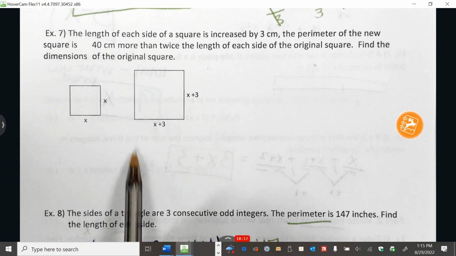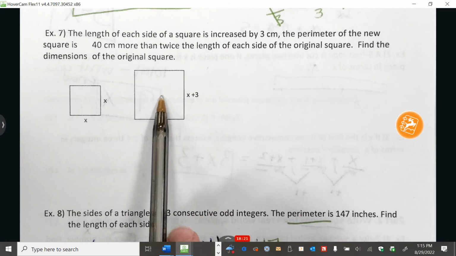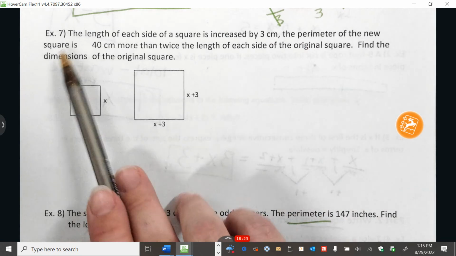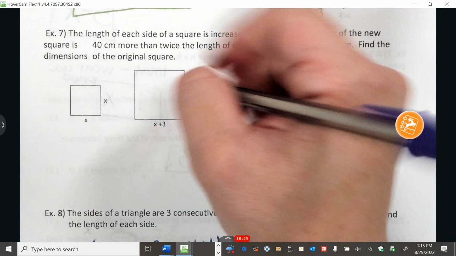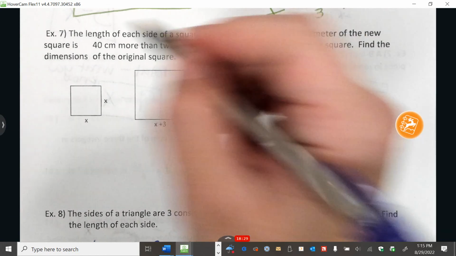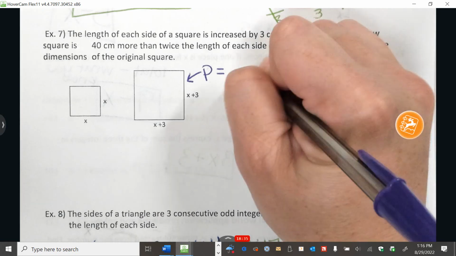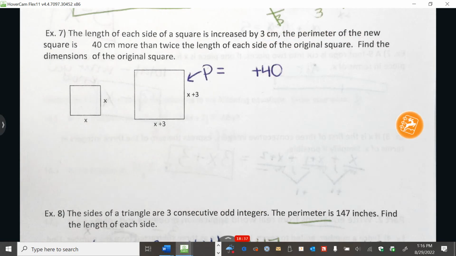What does each side have? Plus 3. And it says it was increased by 3. So this is the new one. The perimeter of the new square. So the perimeter of this guy is 40 more. What's that? Plus 40. So I'm going to leave space because it's plus 40, not 40 plus.